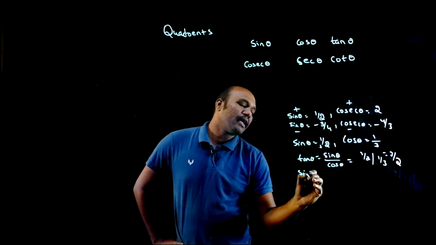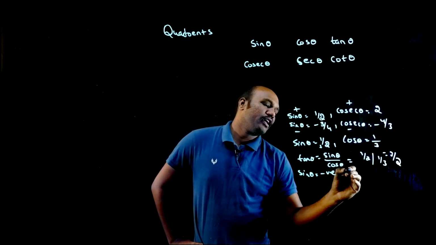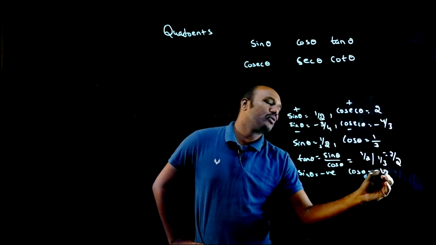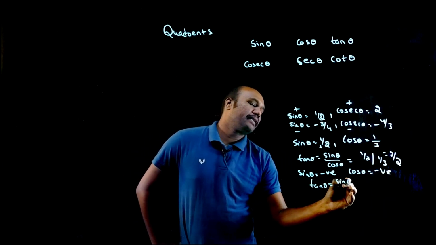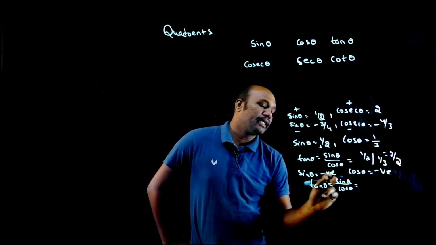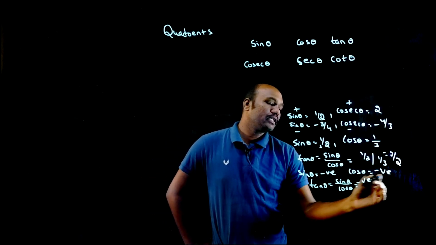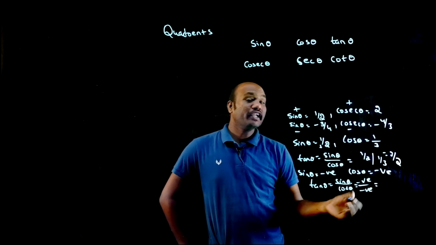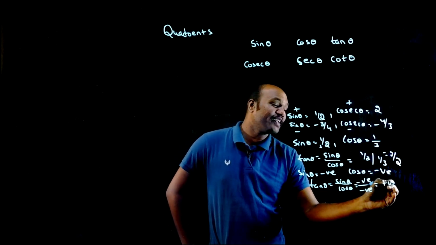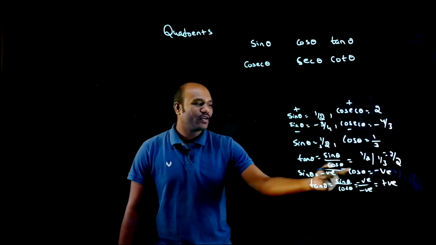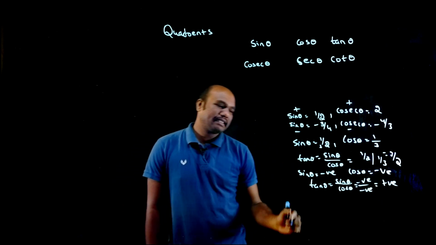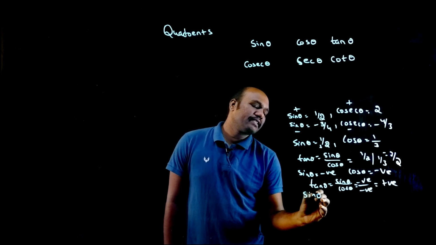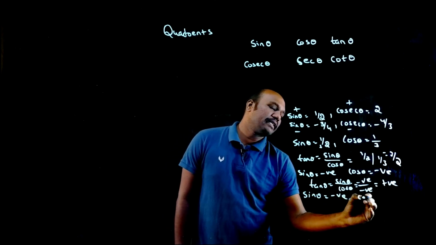If sin theta is negative and cos theta is also negative, what happens to the tan theta? Tan theta is what? Sin theta upon cos theta. Sin theta is what? Negative. Cos theta is what? Negative. Negative by negative is what? Cancels out and becomes positive. So sin theta is negative, cos theta is negative, tan theta will become positive. Yes or no? Yes.